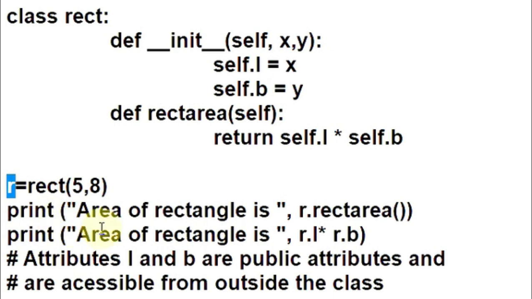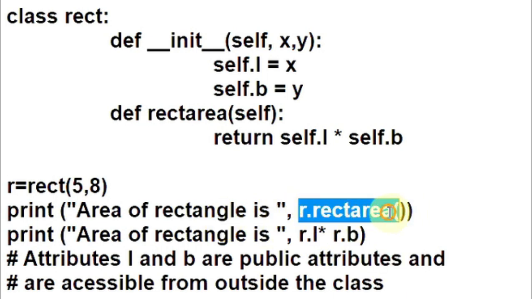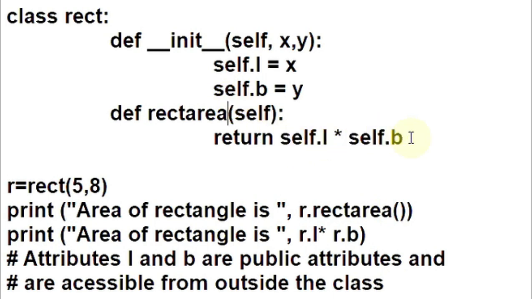Now, you get a message on the screen, area of rectangle is. You are invoking the rect area function of the R object. Is this rect area a public method or a private method? See, there is not a single underscore nor a double underscore before this method. So, this is definitely a public method. So, there will be no error while calling it in the main function. Control will jump over here. You are computing the multiplication of length and breadth attributes. So multiplication of 5 and 8 will be returned and 40 will be displayed over here.